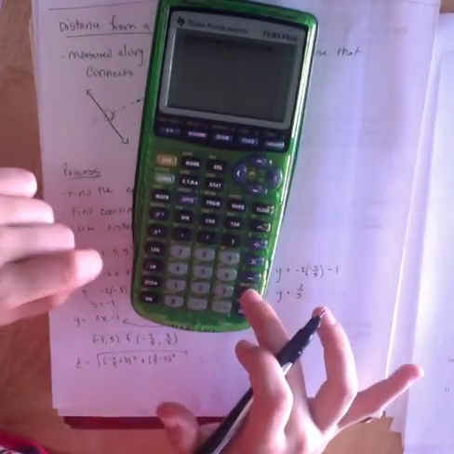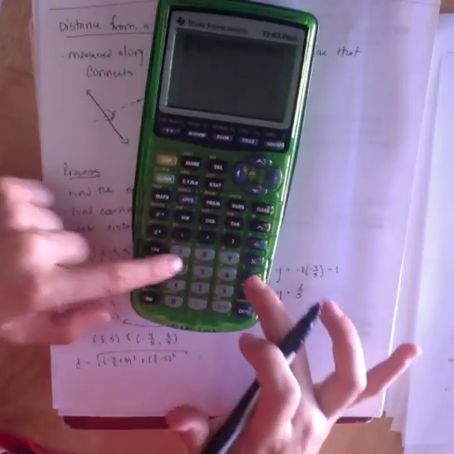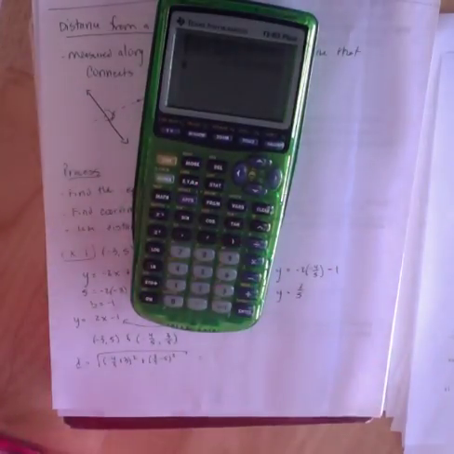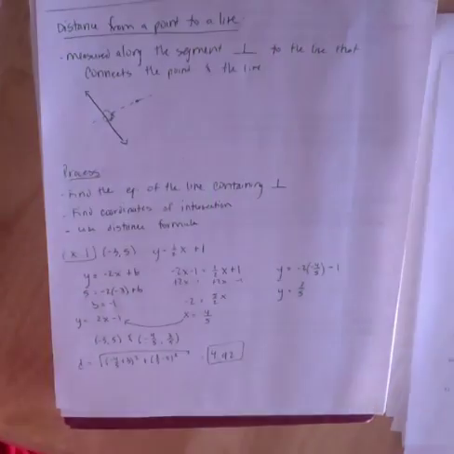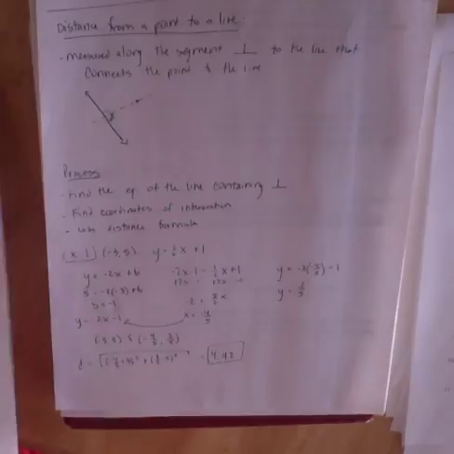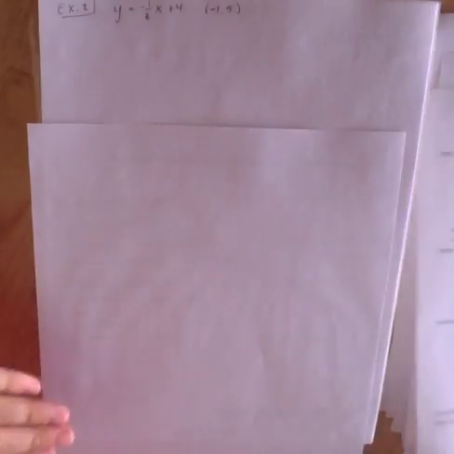(-4/5 plus 3) squared plus (3/5 minus 5) squared, parentheses. And all of that gives me about 4.92, which is the distance between my point and my line. Okay? So, make sure you have all your parentheses right. Let's do another one.